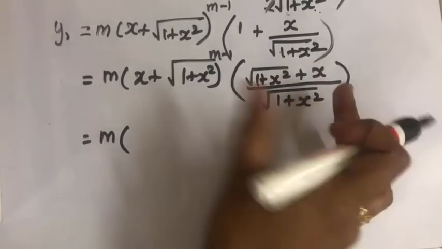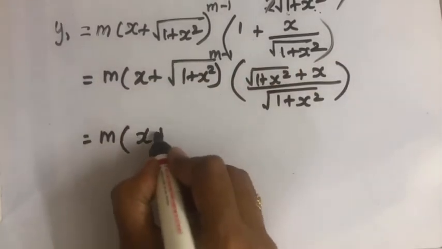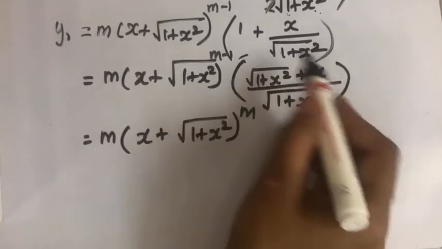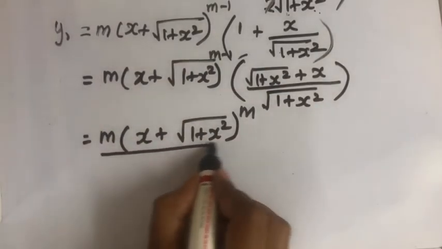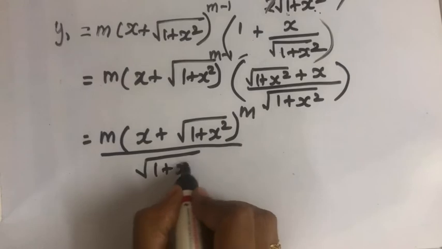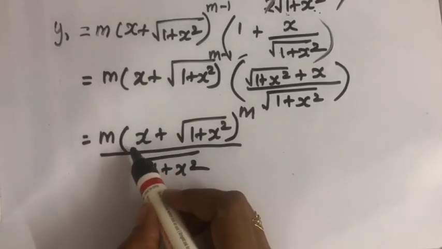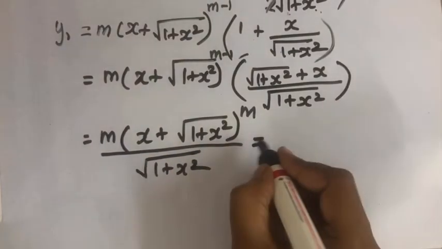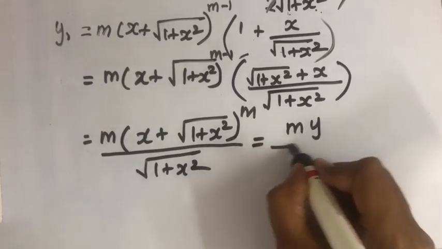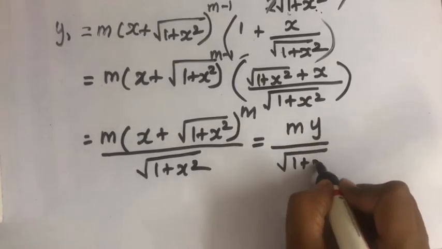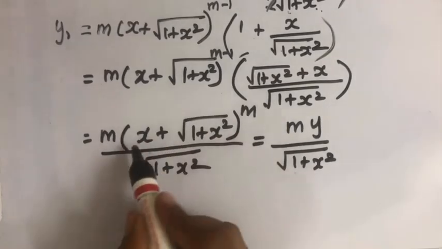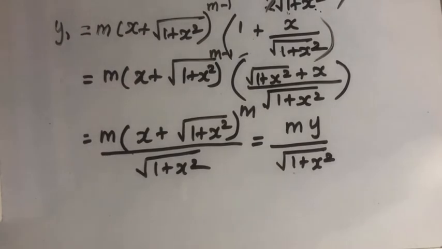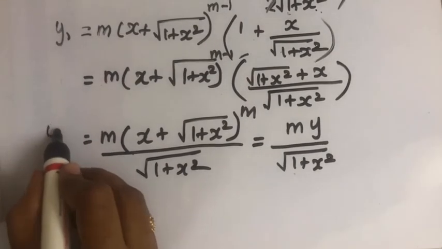This has power 1. So while combining these two terms, I get x plus square root of 1 plus x square the whole power m. Here there is a 1, so this minus 1 will go away. Power m divided by square root of 1 plus x square. So x plus square root of 1 plus x square the whole power m is our y. So I write it as m into y divided by square root of 1 plus x square. Now it is our y1.